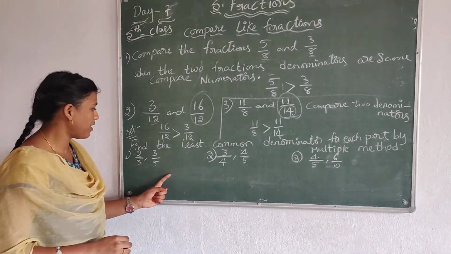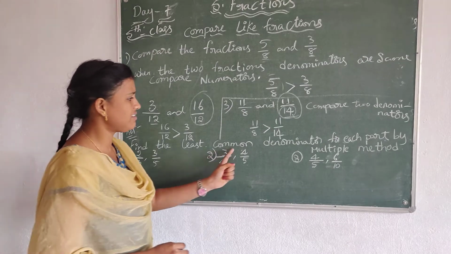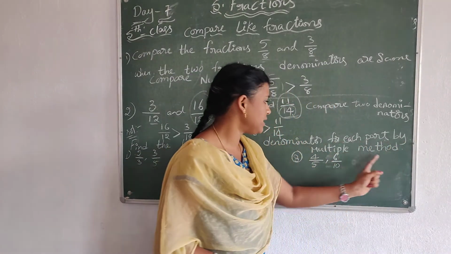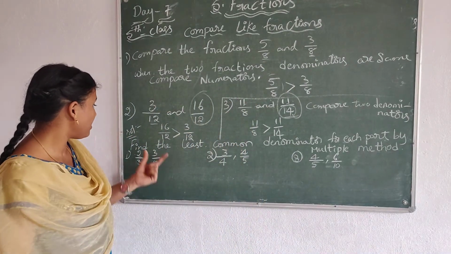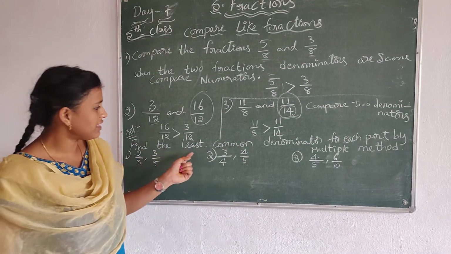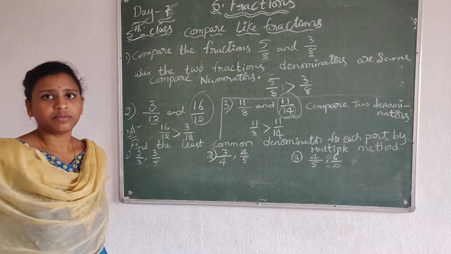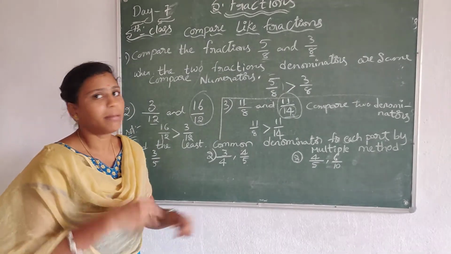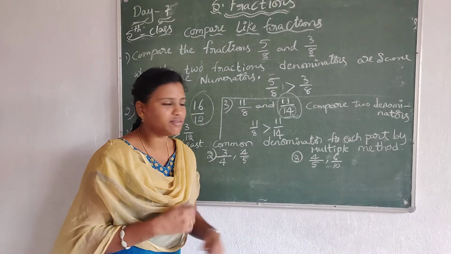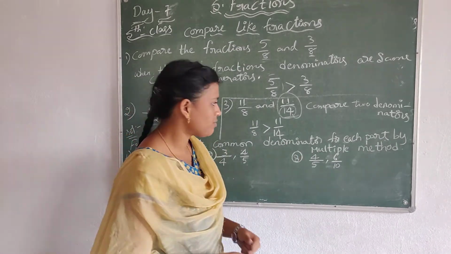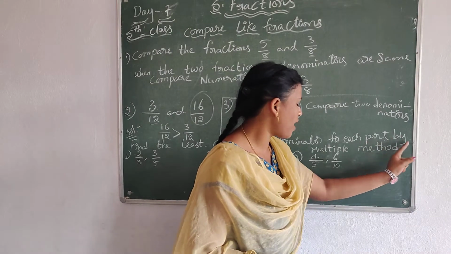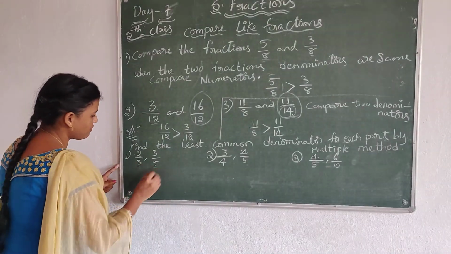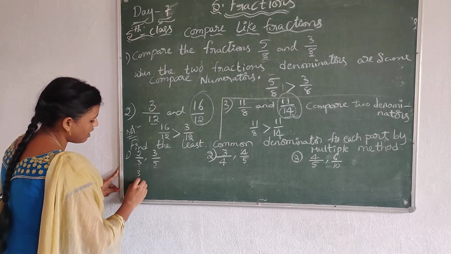Let's come to the topic. Find the least common denominators for each part by multiple method. I will read again, see carefully. Find the least common multiple. I already told you, write each number's multiples. Write the denominators' multiples for each part by multiple method. So, multiple method. First take 3 and 5.